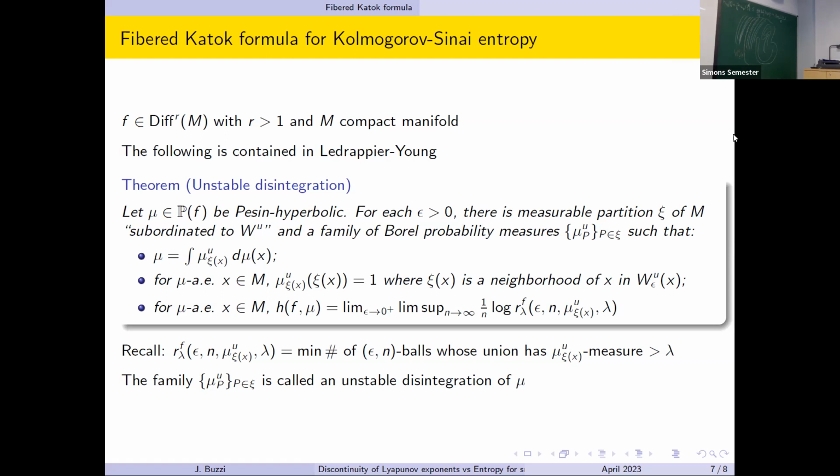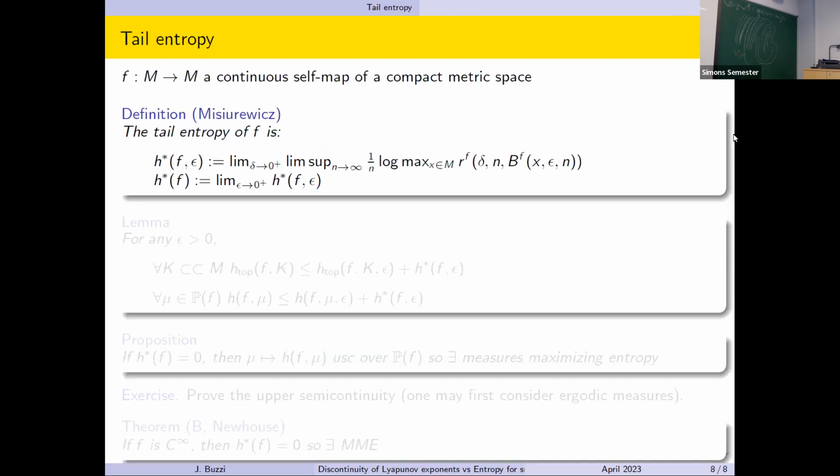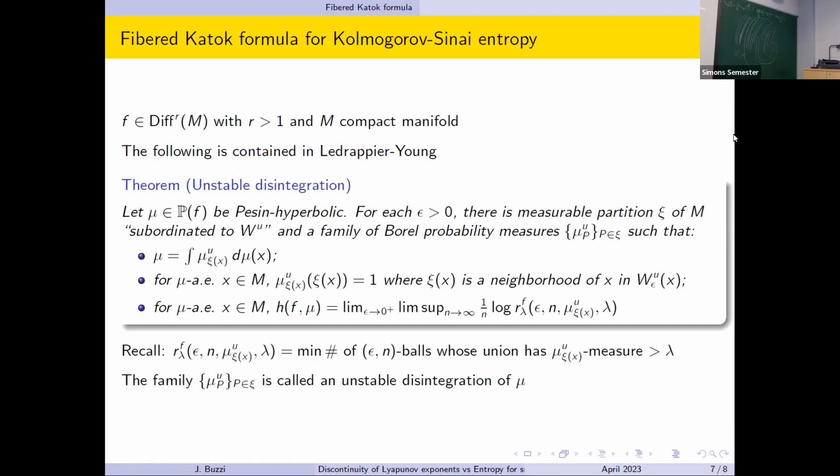The point for us is that it tells us that to compute the entropy, and especially to bound it, it's enough to look at the typical points inside a typical unstable manifold. Because we will need to deal with curves, and these are the curves. The curves are the unstable manifolds. So, I can take a break now.